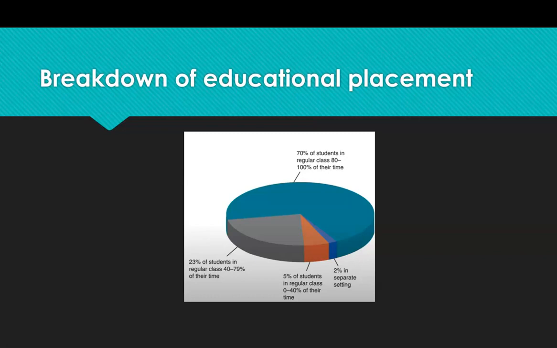So this is a breakdown of educational placement. If you see by the graphic, 70% of students who have specific learning disabilities are educated in the regular ed class 80 to 100% of their time. If you see the gray piece of the pie, 23% of students with specific learning disabilities are in the regular education class 40 to 79% of their time. 5% of those students are in regular classes 0 to 40% of their time. And then 2% are in separate settings.